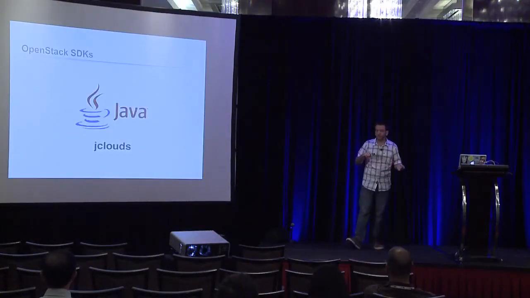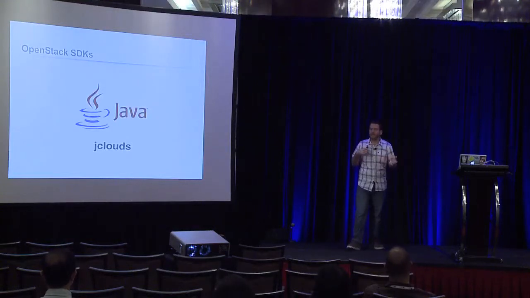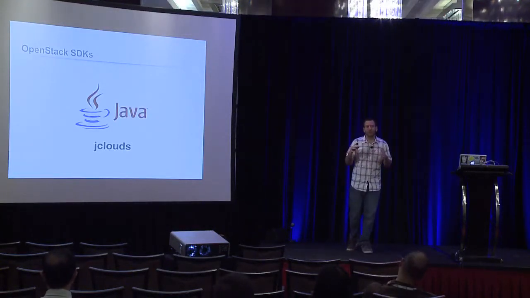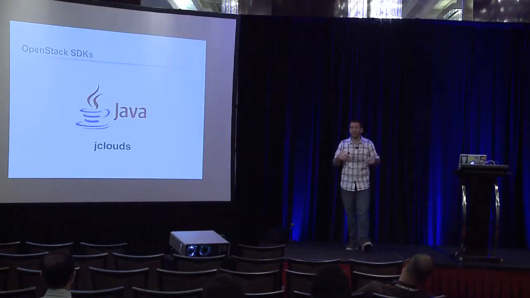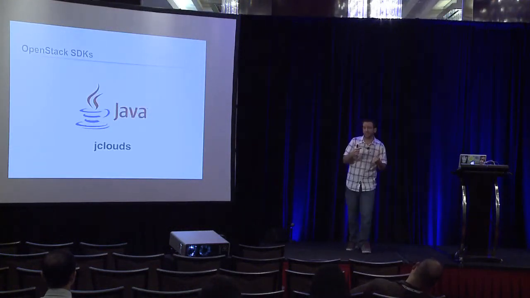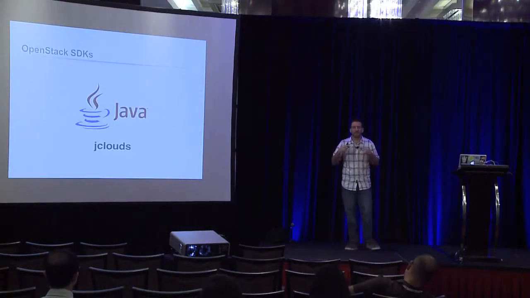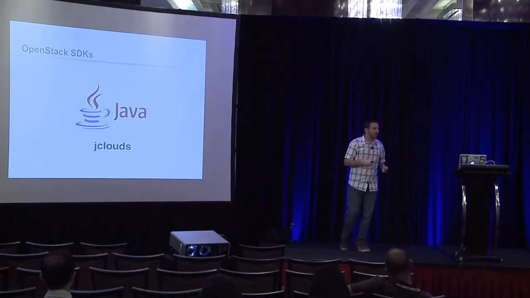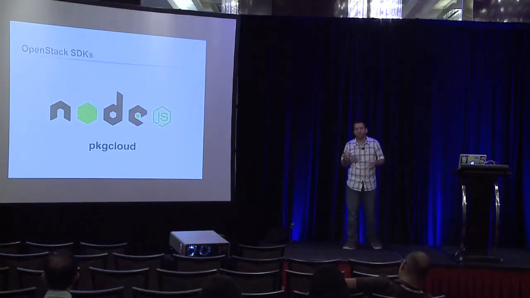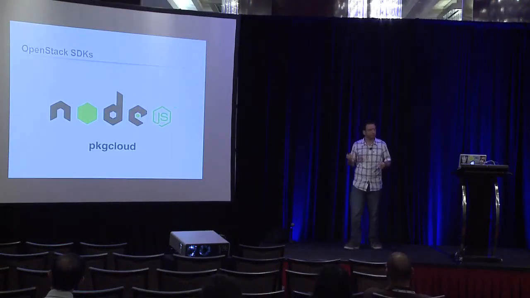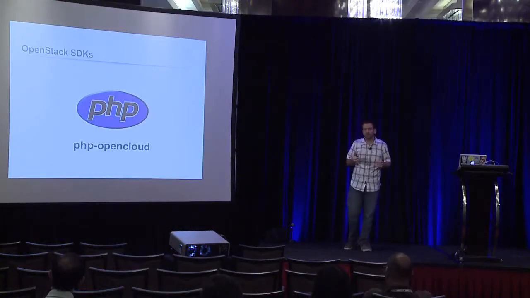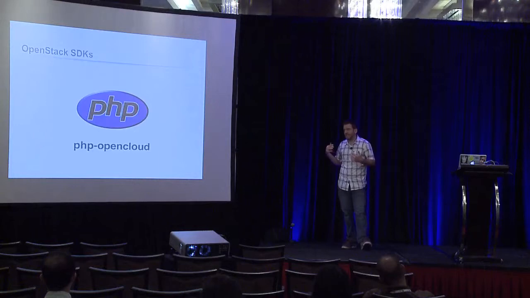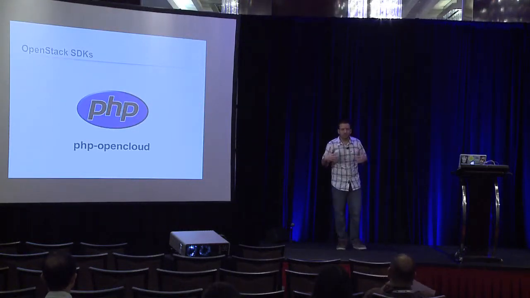For Java, JClouds meets the criteria pretty well. I think all of the SDKs that I'm about to describe aren't 100% meeting the criteria, including the default Python SDKs for OpenStack, but we need to start somewhere. So for Java, JClouds does a great job of meeting most of the criteria. For Node.js, Package Cloud is a good front runner. For PHP, there's PHP Open Cloud. This is an SDK that was developed by Rackspace because there wasn't really a strong OpenStack SDK in the PHP community. So this is one that we started ourselves.